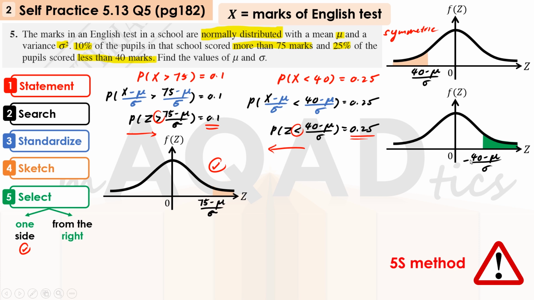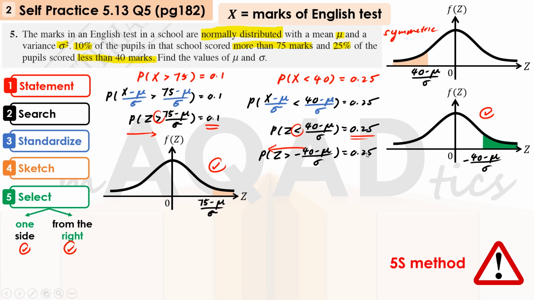Alright, if you're wondering why I put negative here, it's because the original value is already negative. Alright, so now you can see that this area satisfies both conditions, one side and from the right. Okay, so now we are ready. Oh, sorry, before that, we need to write a statement for this graph first.